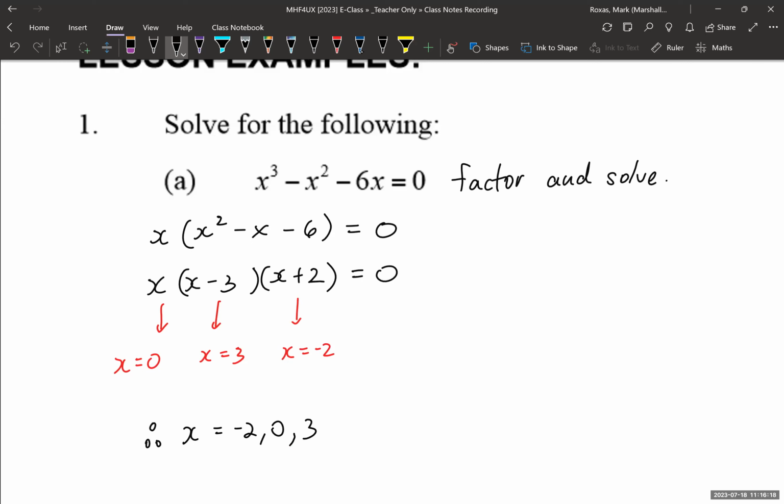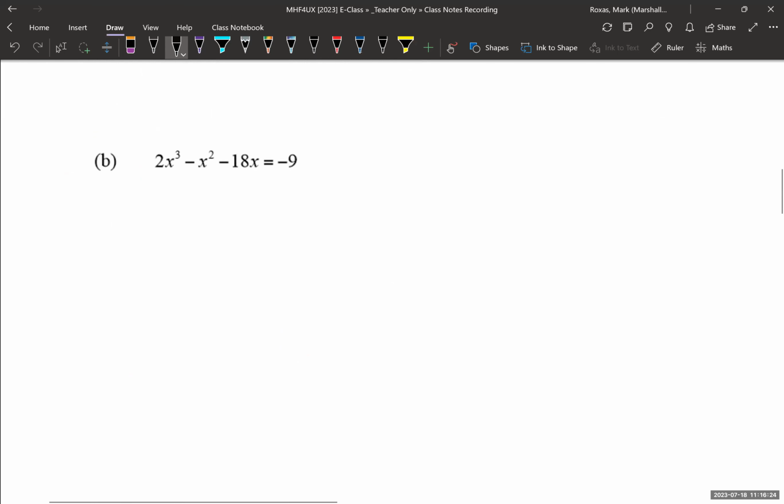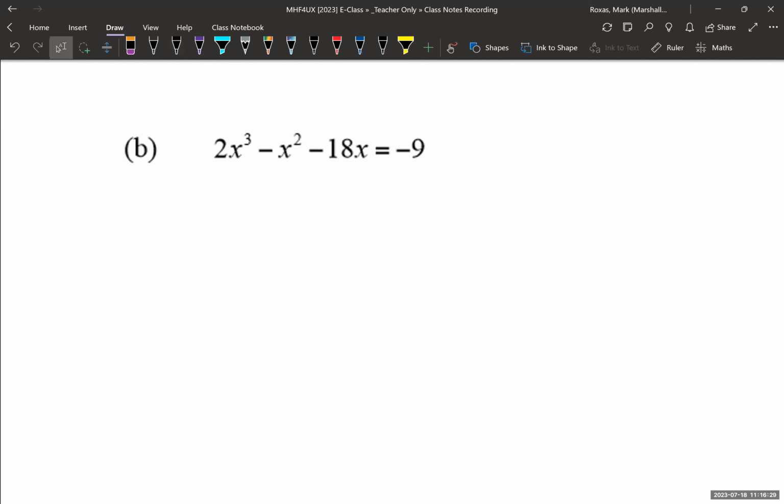Okay, so if we're okay with that first example, let's look at another example. Example B. 2x cubed minus x squared minus 18x equals -9. So oftentimes when we see another number on the other side of the equal sign, we will move it over, or essentially add 9 to both sides, so that we can get one side of our equation equal to 0. Okay, so let's do that first. We're going to have 2x cubed minus x squared minus 18x plus 9. So we're going to add 9 to both sides, and then the right side becomes 0. -9 plus 9 is 0.